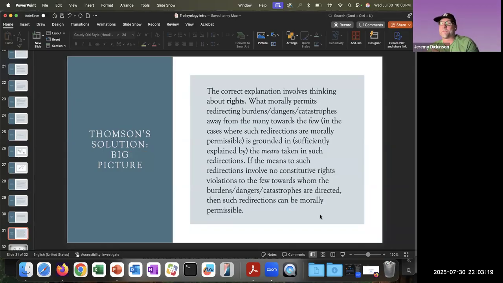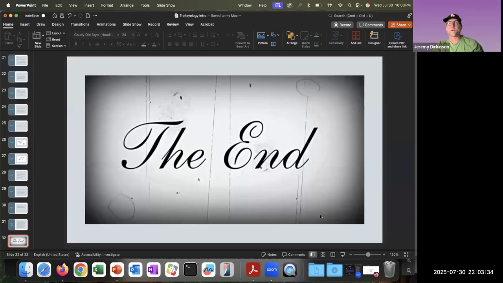I didn't have you read that, but if you're interested, let me know. That's just to go a bit beyond, especially for those of you who are interested in this topic. So if you're interested in looking at Thomson's 2008 paper, reach out to me and I'll help you out with that. But I think this is the last slide here.